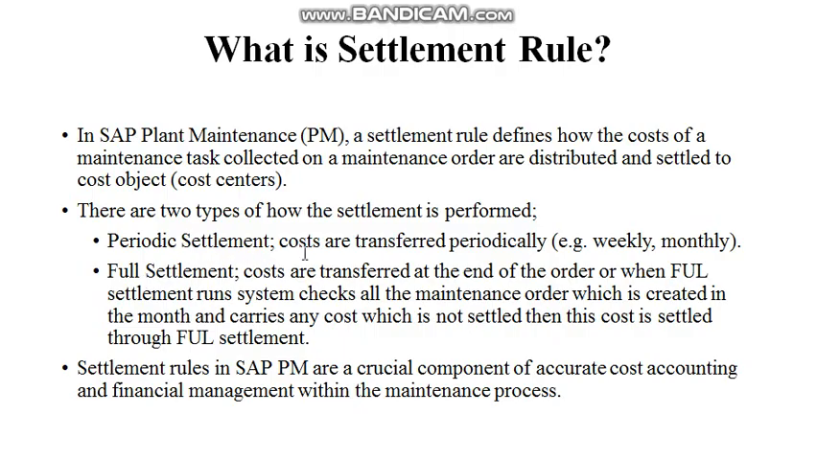In periodic settlement, costs are transferred periodically, like weekly or monthly, while in full settlement, costs are transferred at the end of the order. When full settlement runs, the system checks all the maintenance orders created in the month and carries any cost which is not settled. Then this cost is settled through full settlement.